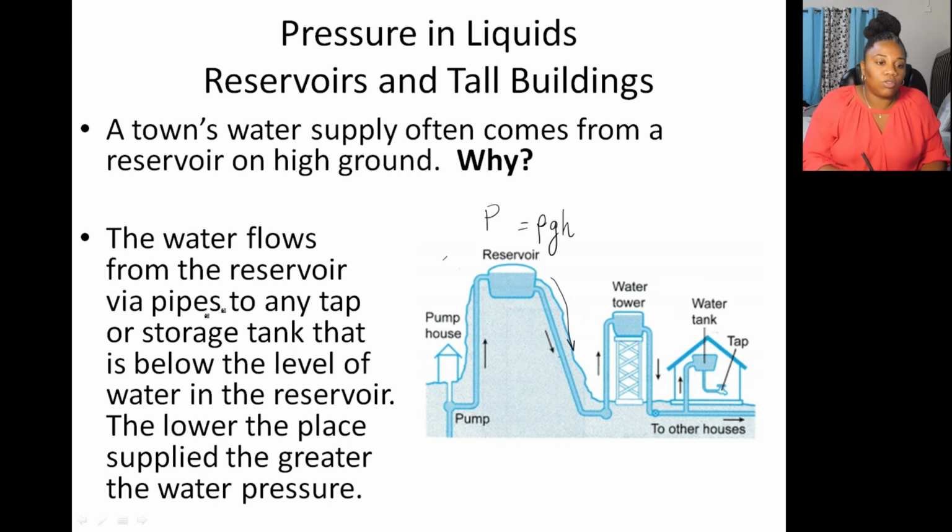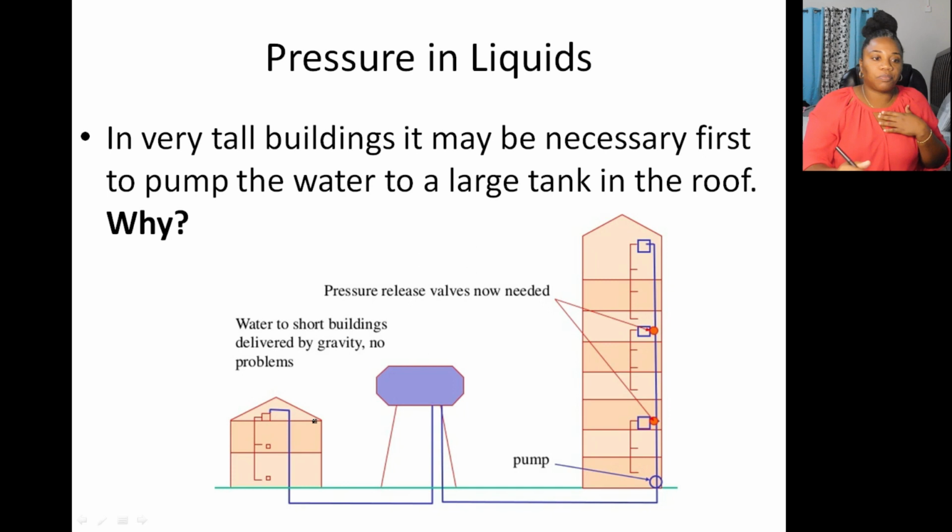So the water flows from the reservoir via pipes to any tap or storage tank that is below the level of water in the reservoir. The lower the place supplied, the greater the pressure felt, because again, pressure is dependent on height. The size of pressure is dependent on the height.